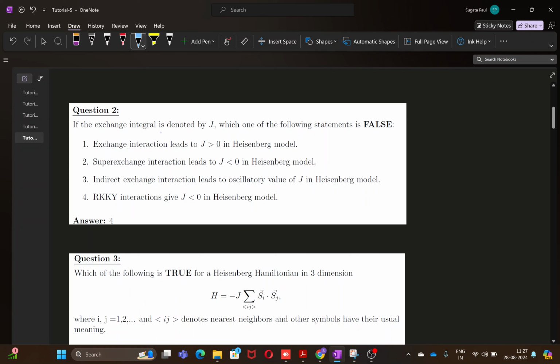Question number 2 says that if the exchange integral is denoted by j, which one of the following statements is false? So whichever is the false statement, you have to pick that out. Let us read the options. First, exchange interaction leads to j greater than 0 in the Heisenberg model. Second, super exchange interaction leads to j less than 0 in the Heisenberg model. Third, indirect exchange interaction leads to oscillatory values of j in the Heisenberg model. And fourth, RKKY interaction gives j less than 0 in the Heisenberg model.